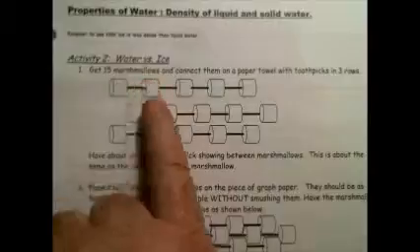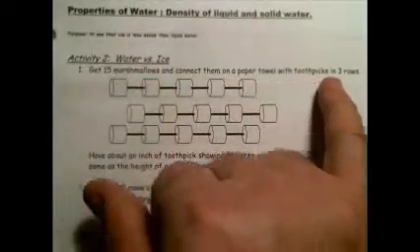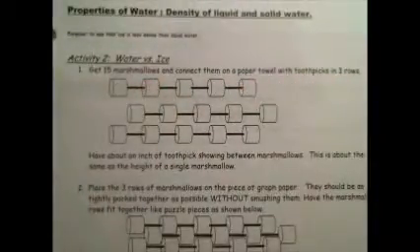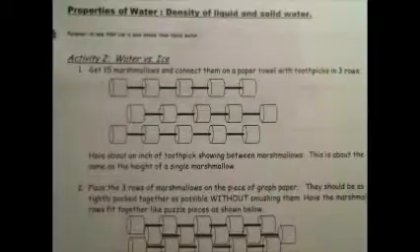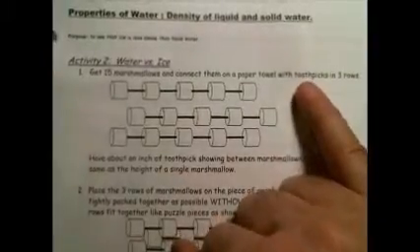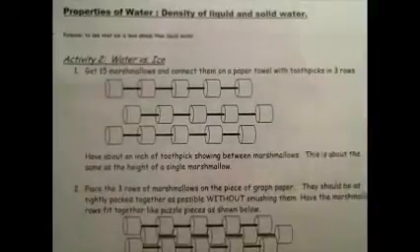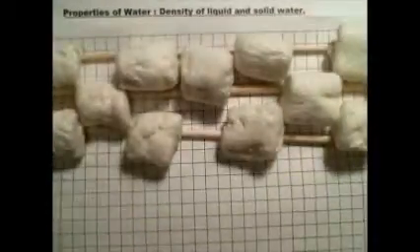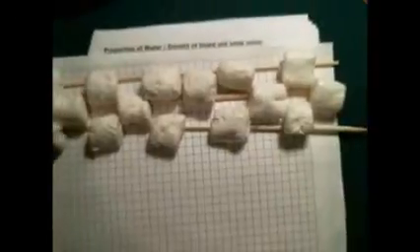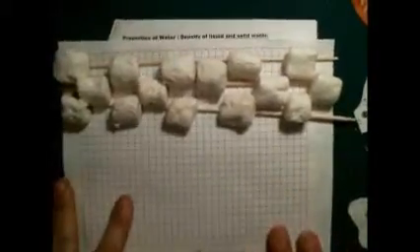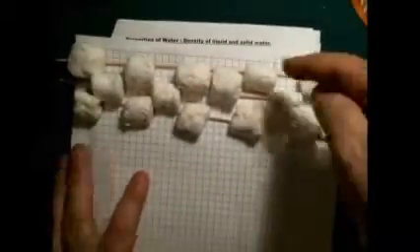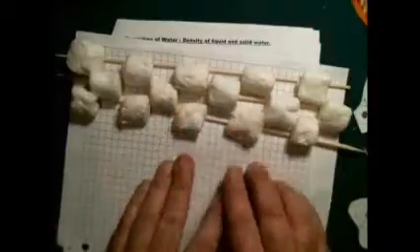Get 15 marshmallows and connect them on a paper towel with toothpicks in 3 rows. I'm sorry, that should not say toothpicks. That should say bamboo skewers. And it's going to end up looking sort of like this. So I have 5 marshmallows on each one of these skewers, and I put them close together like that.